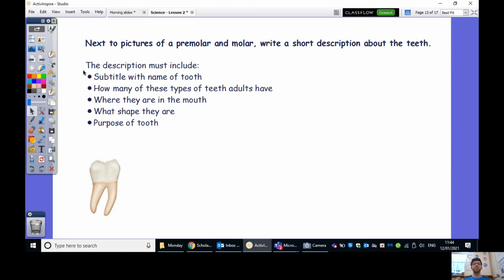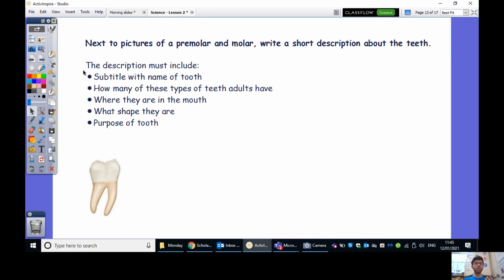Then, what is the job of our premolars? 3, 2, 1. Great, hopefully you've got they grind our food, they grind it down. And then what is the job of molars? They have 2 jobs here, remember. 3, 2, 1. They chew and grind.